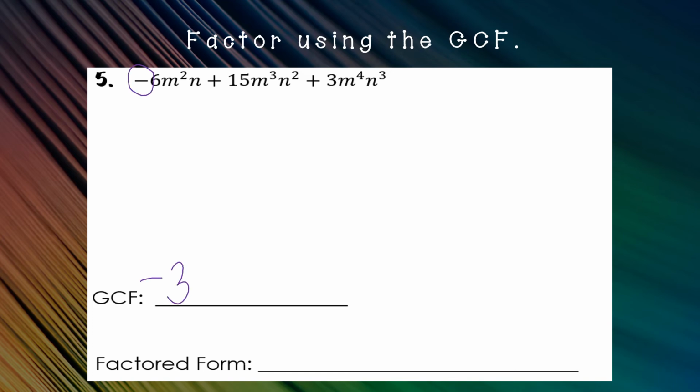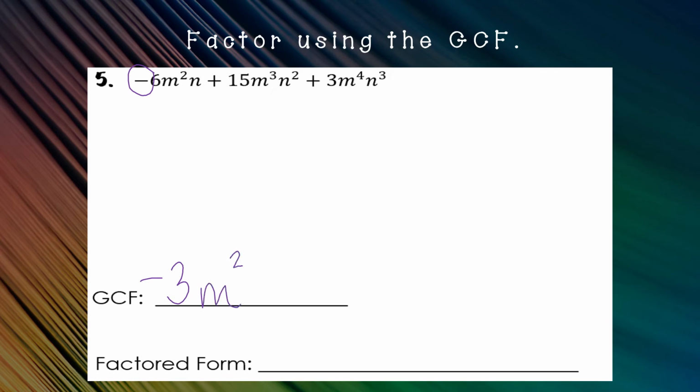Then we're going to look at the m's. Do they all have an m? Yes, they do. Do they all have at least m squared? Yes, they do. Do they all have at least m cubed? No, they don't, because that first term only has an m squared. So the most I can take out is m squared.